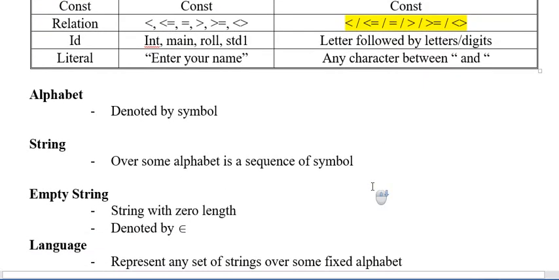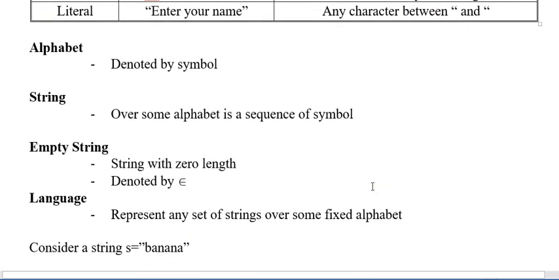Now moving on, what is an alphabet? It is denoted by symbols. A string over some alphabet is a sequence of symbols. Now the empty string: a string with zero length, denoted by epsilon.